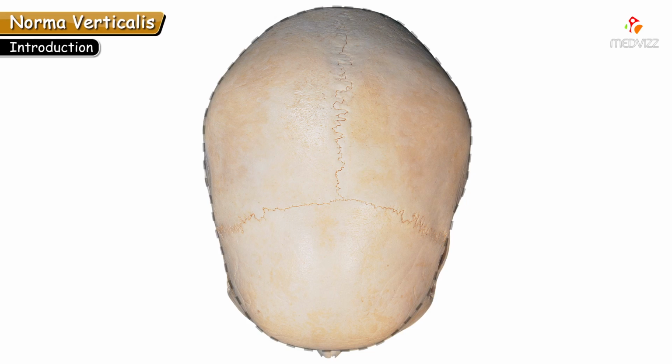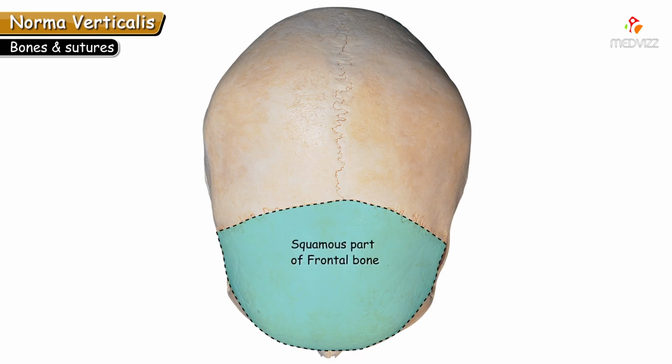The outline of this appears to be ovoid in shape, which is relatively wider on the posterior aspect. Let's see the bones and sutures forming this view. So the first bone is the frontal bone, which is a forehead bone. So the squamous part of frontal bone is visible in this view.